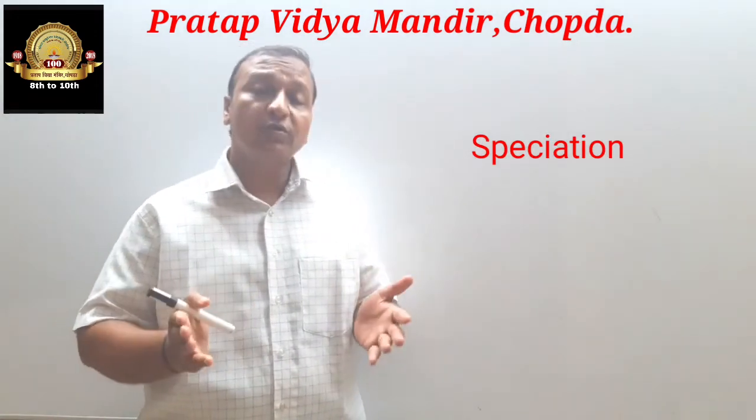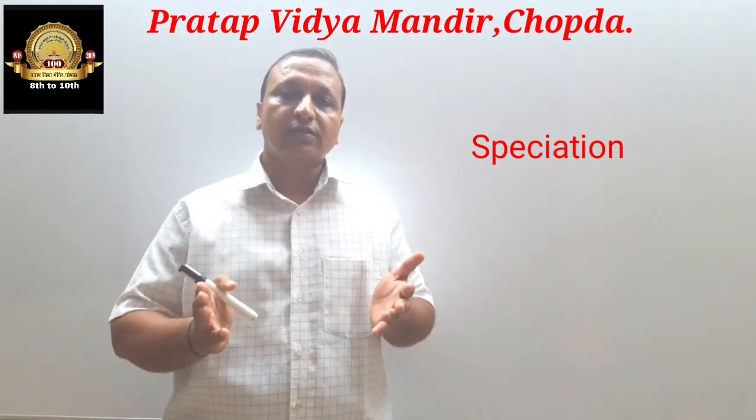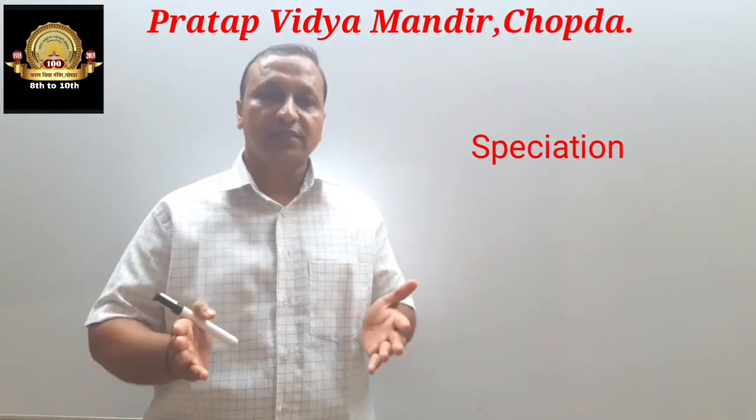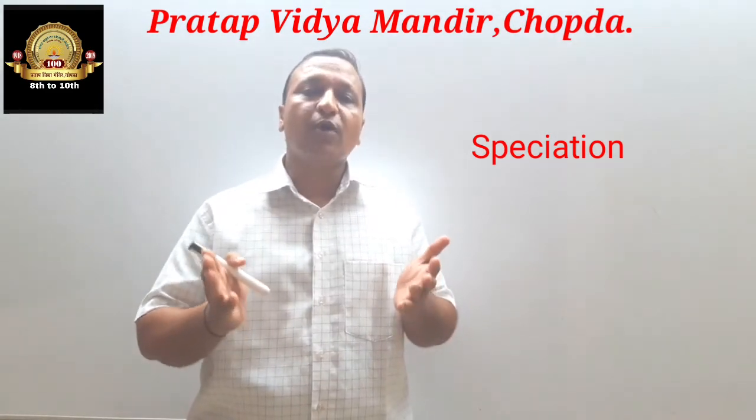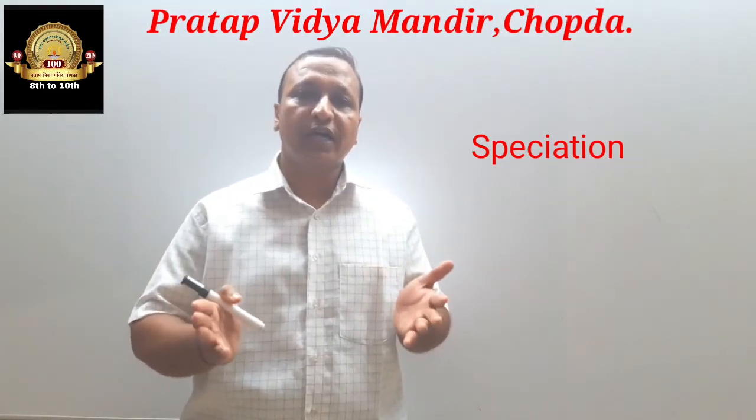Then our next topic is speciation. Before we start speciation, there is one basic thing: what is meant by species. A species is a group of organisms that can produce fertile individuals through natural reproduction. Speciation is the process of formation of new species from earlier ones. Each species possesses special characters. It differs in its geographical condition, habit and habitat.